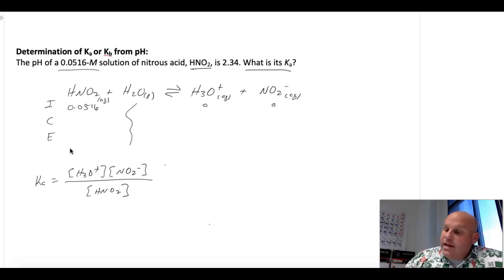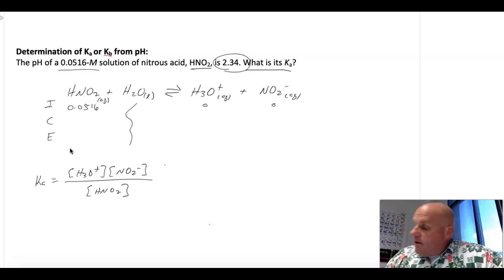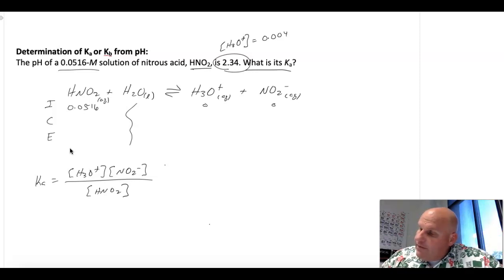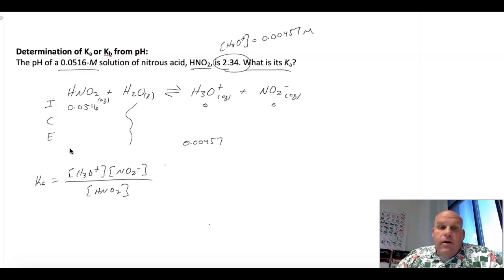As we know, liquid doesn't matter here. If I have a pH here, that will allow me to find our equilibrium concentration of the H3O plus. If I do the inverse log of this pH of 2.34, I would get an H3O plus concentration of 0.00457. Again, that is our equilibrium concentration of our H3O plus. Now that fills in a lot of blanks for us.